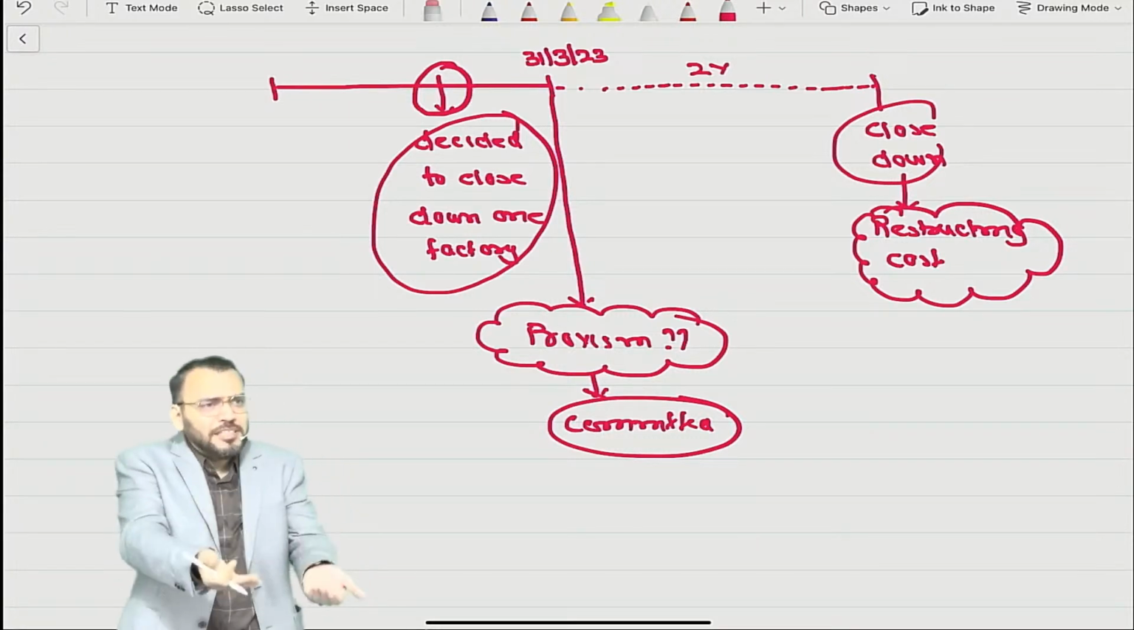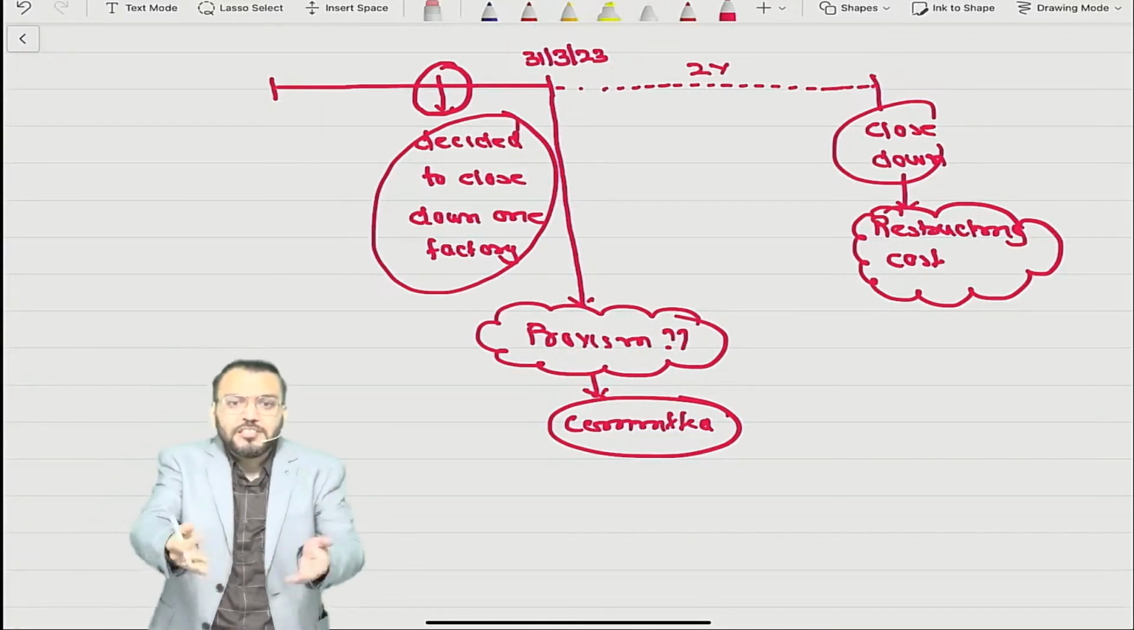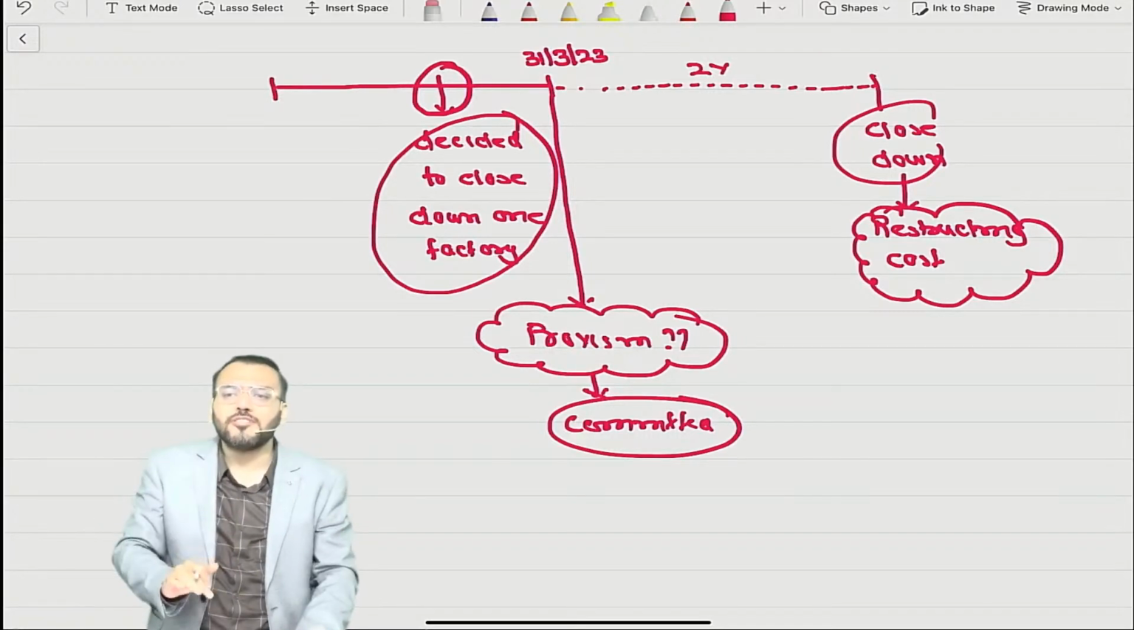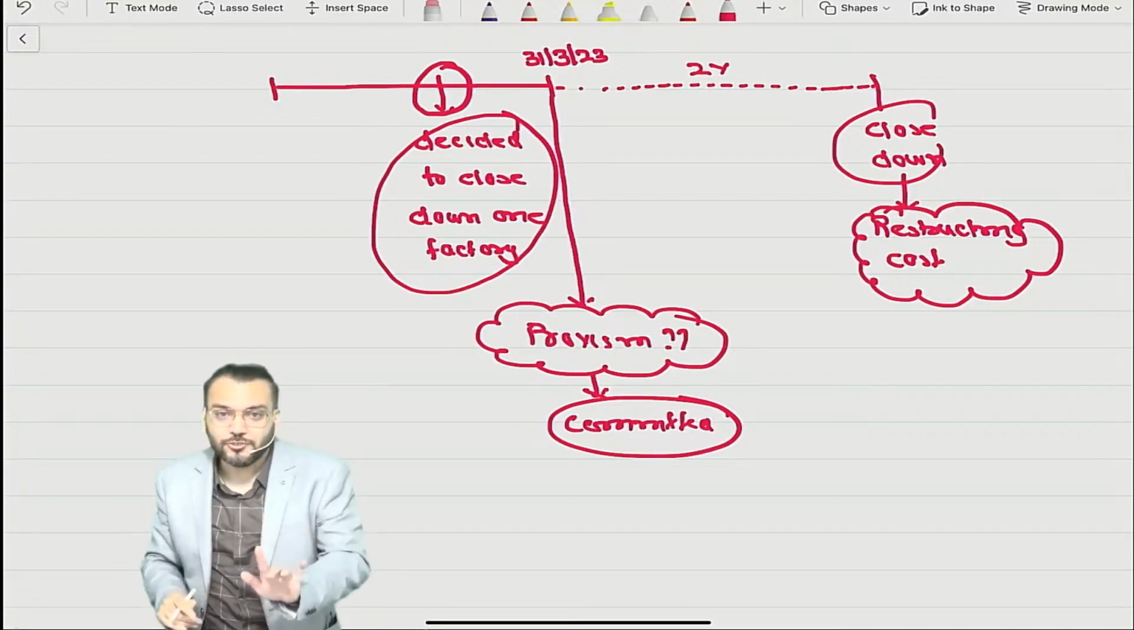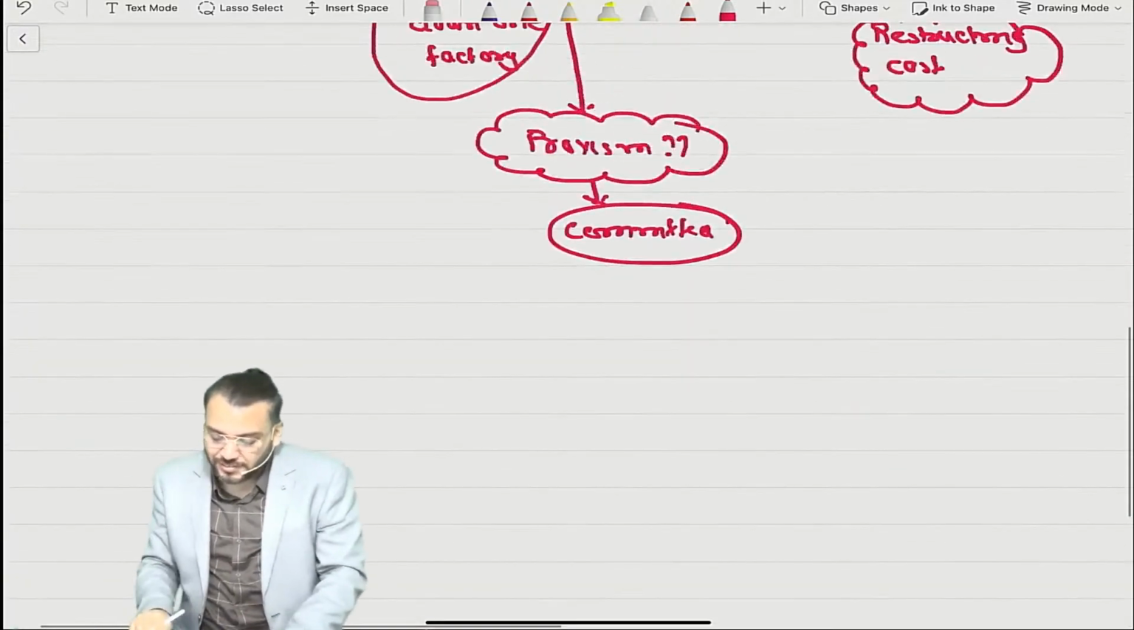Have you understood this point? Can I say that once they are committed to close down the factory, then we can recognize the provision? So we need to understand what the two conditions are. Let us understand what Ind AS 37 says.